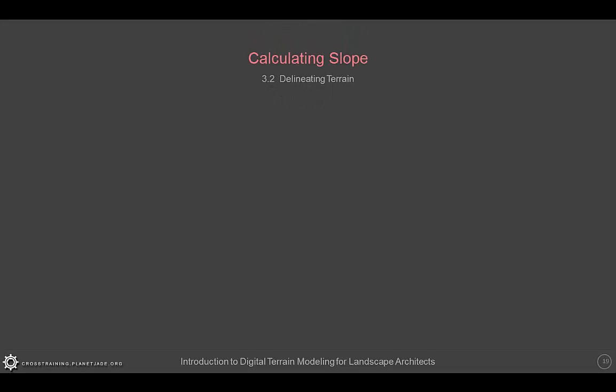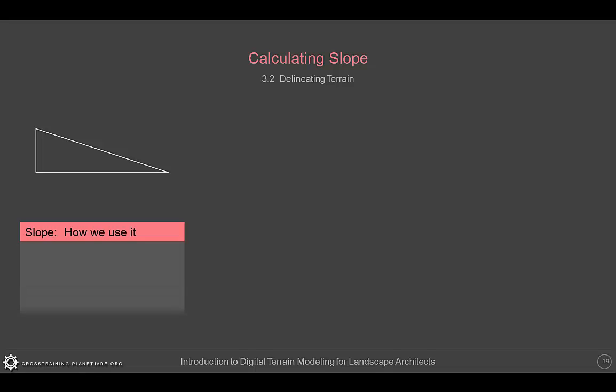In this section, we're going to be talking about calculating slope. How do we use it? Slope, in the context of terrain surfaces, is used to describe the rate of change of a surface within a given area. Slopes can be used to also describe a surface.